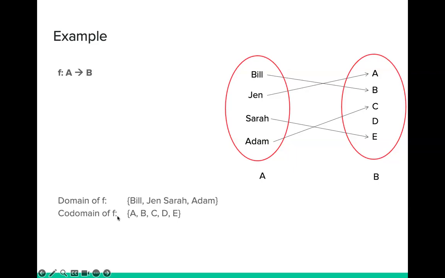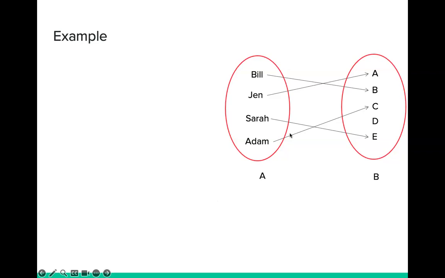And then the codomain of f will be the set of all allowable outputs. If we look at set B, the allowable outputs are A, B, C, D, and E. Right? So what about the range of f?